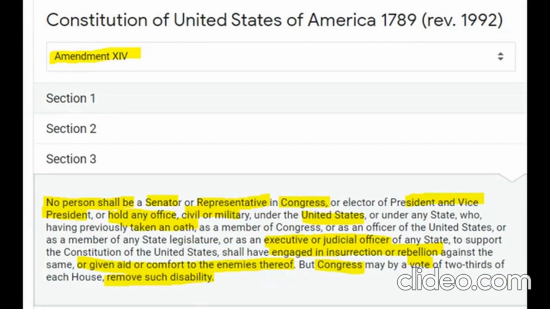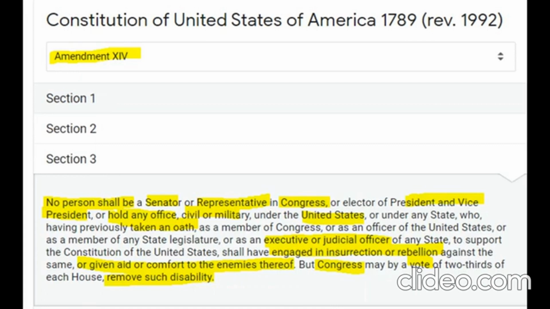In Section 3 of the 14th Amendment, now here's where it starts getting good. No person shall be a senator or representative in Congress or elector of President and Vice President, or hold any office, civil or military, under the United States, or under any state, who, having previously taken an oath as a member of Congress, or as an officer of the United States, or as a member of any state legislature, or as an executive or judicial officer of any state, to support the Constitution of the United States, shall have engaged in insurrection or rebellion against the same, or given aid or comfort to the enemies thereof. But Congress may, by a vote of 2/3 of each house, remove such a disability.